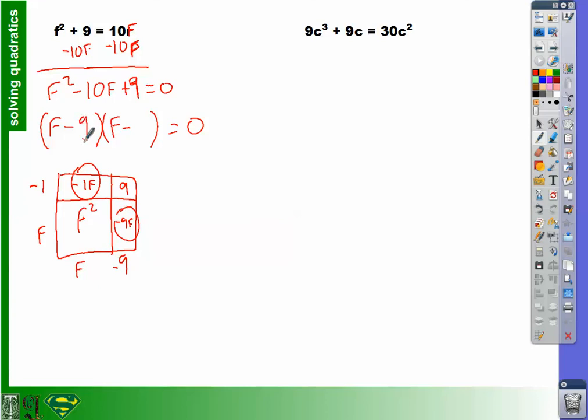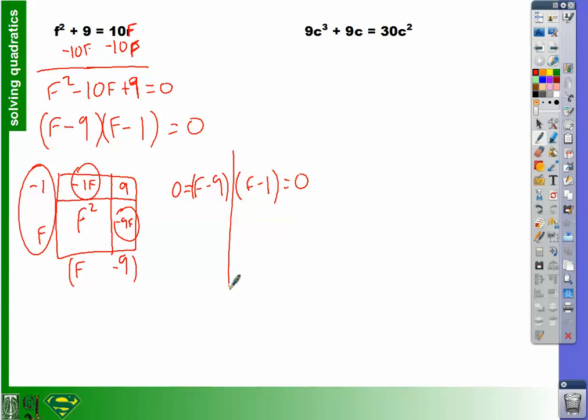So we have f minus 9, which we got right here. We have f minus 1, which we got right here. And so now we're able to solve this. So let's set each one equal to 0. So we have f minus 9 is equal to 0. And we have f minus 1 is equal to 0.